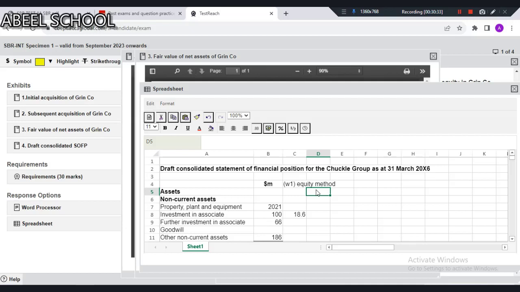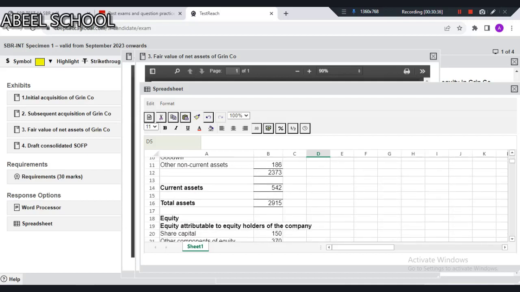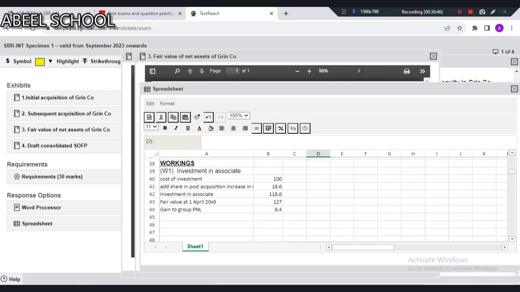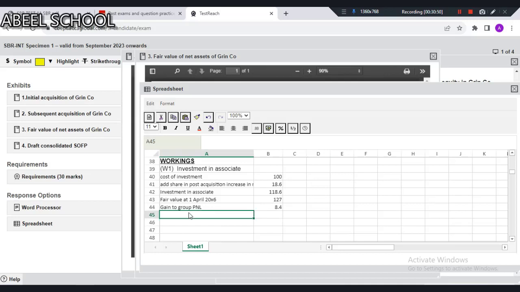Okay. Then let us first calculate the goodwill. Then I'll show you what else we need to do. So far we have done only one working. Now let's go for working two. Goodwill at acquisition. Let's calculate goodwill at acquisition. Let's say cost of additional 18% holding. They've given us 66.